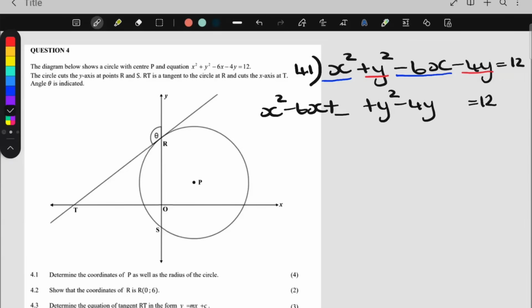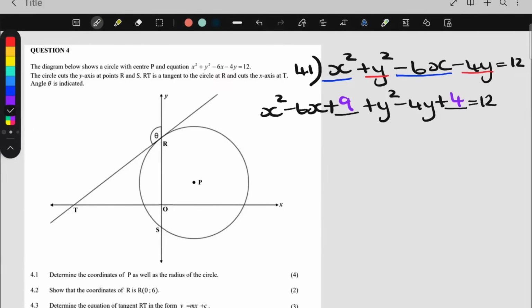So now I'm going to add something here, and I'm going to add something here, but what I add here, I must also add on the right-hand side. So I'm going to complete the square now. I'm going to say 6 divided by 2. So 6 over 2 is 3. And then I ask myself, what is 3 squared? The answer is 9, so 9 will go there. And then I will look at this 4 over here, and I will do the same. 4 over 2 is 2, and 2 squared is 4. So that 4 will go over there.